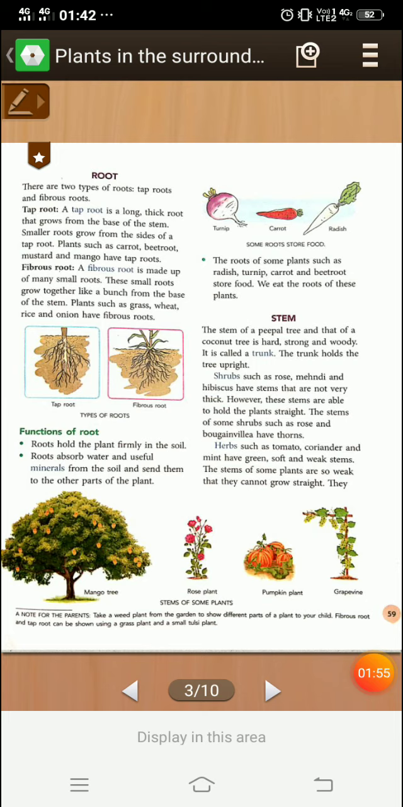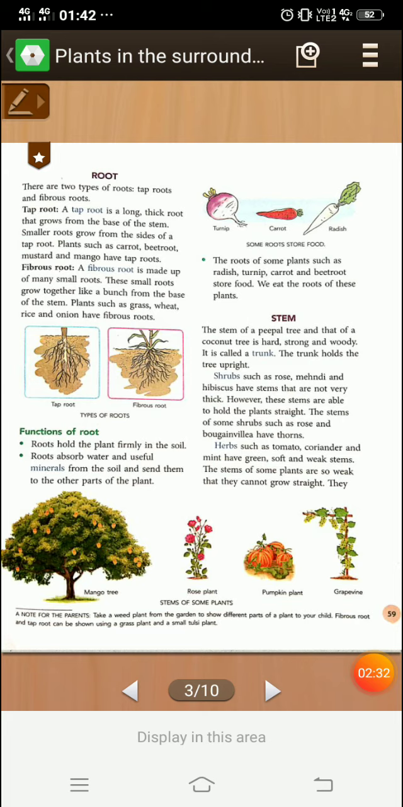The part that grows above the ground is called the stem, and stem grows upright. The trunk is the woody, hard and strong part of the plant, and it holds the tree upright. Now, depending on the strength of the stem, there are three types of plants. Shrubs. Shrubs such as rose, mehendi, hibiscus have stems that are not very thick, but they are able to stand straight. The stems of some shrubs such as rose and bougainvillea have thorns.